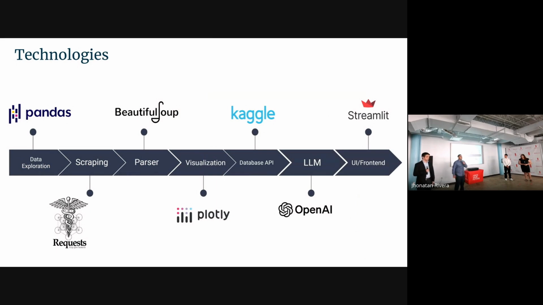All right, the technologies we used for this project: we first start with the scraping. We use Pandas for the data exploration, the requests library for the scraping, and then for the HTML parser, we use Beautiful Soup. Then for the data visualization and the data sets, we use Plotly for the visualization and Kaggle for the database API. For the AI model, our large language model, we use OpenAI. And for the user interface, we use Streamlit.